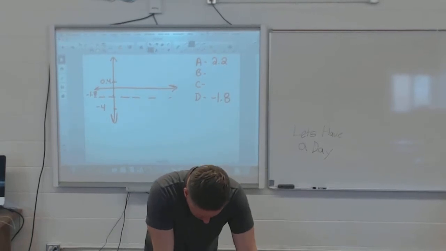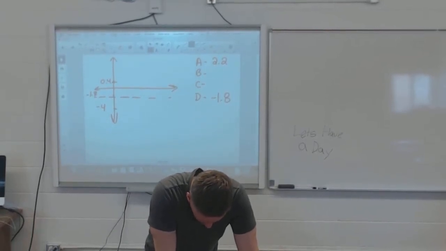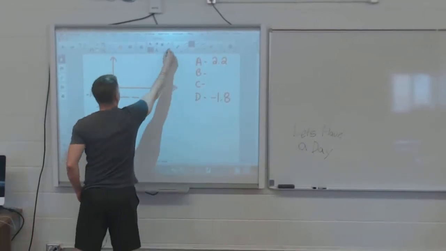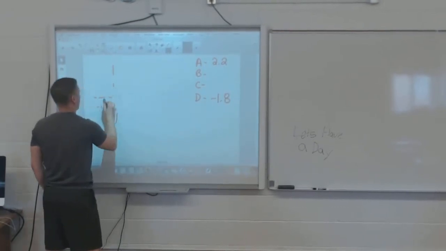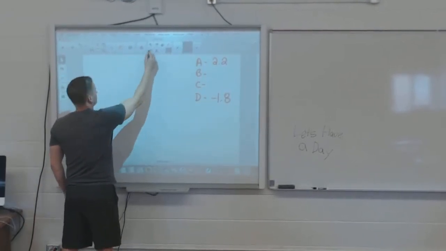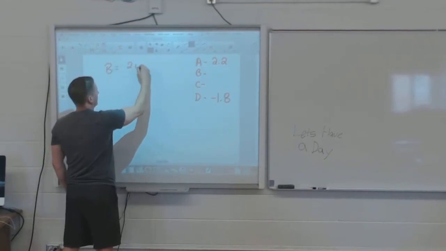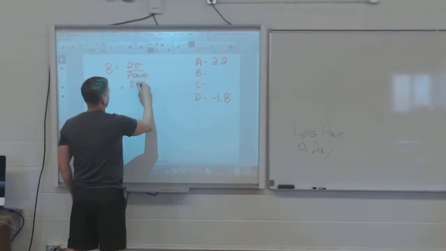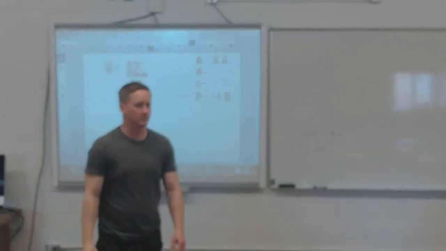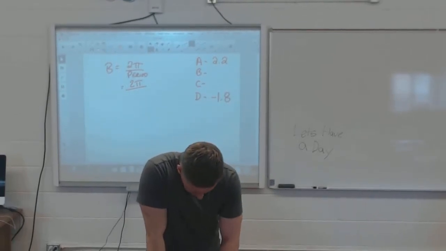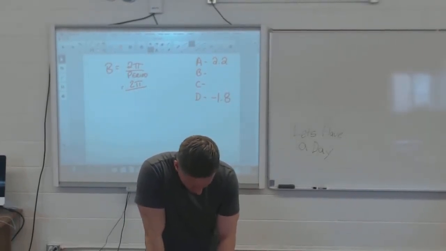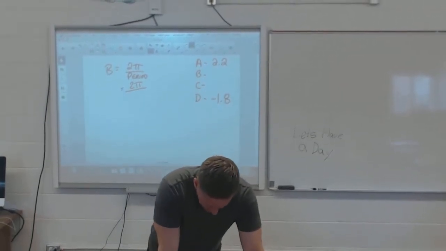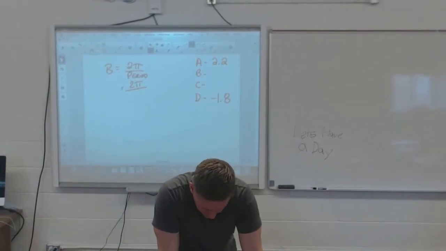What's my B value? Does anybody want to guess? 3 over 2. What do you think it is? 3 over 2. Okay, so let's do this then. B is equal to 2 pi over my period. What's my period? 1 pi? Or 3 pi over 3. Yeah. Okay. How are you guys finding it?